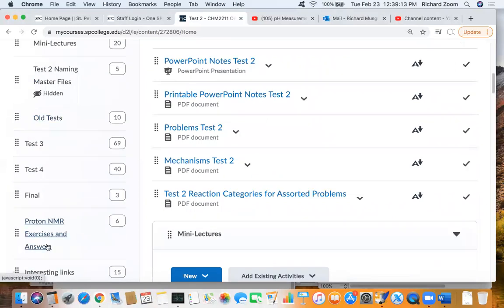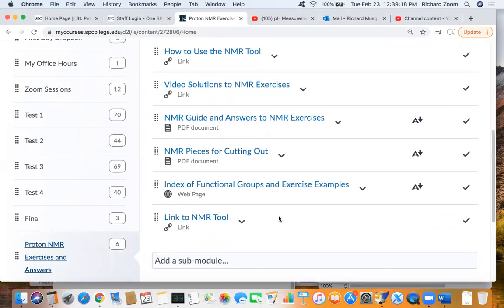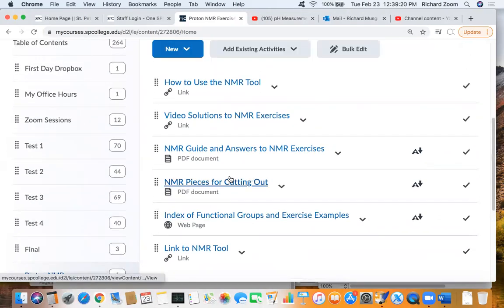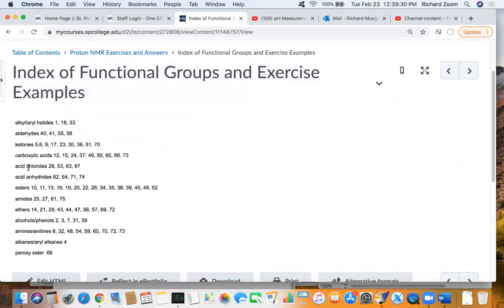So if we go back and look at the Proton NMR exercises and answers folder, there's an index of functional groups and exercise. Here we go. So if you wanted to see some examples of aldehydes and ketones, here they all are here. 40, 41, 55, 58, those are aldehydes, and then these other ones down here, these are ketones. So if you wanted to just practice aldehydes and ketones, this would be where you might go to find that.